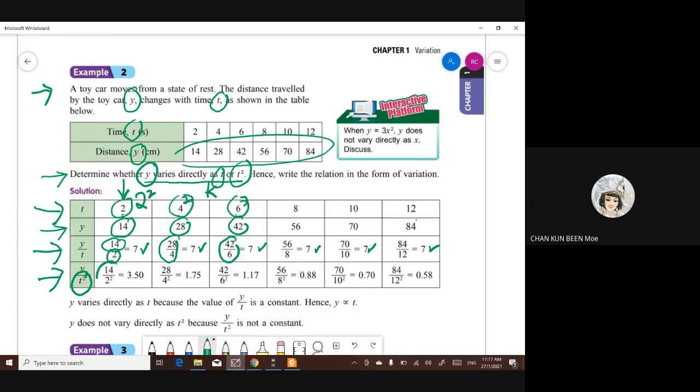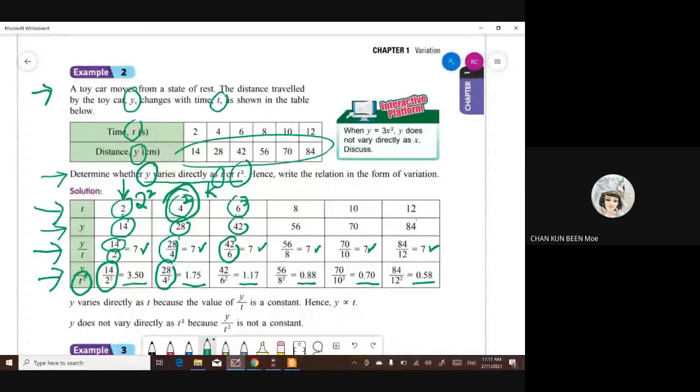So this will be 14 over 2 squared. We will get 3.5. This is 28 over 4 squared. So you get 1.75. And then you can see the numbers over here. Are they the same? No, not the same. Yeah, very good. They are not constant, right?